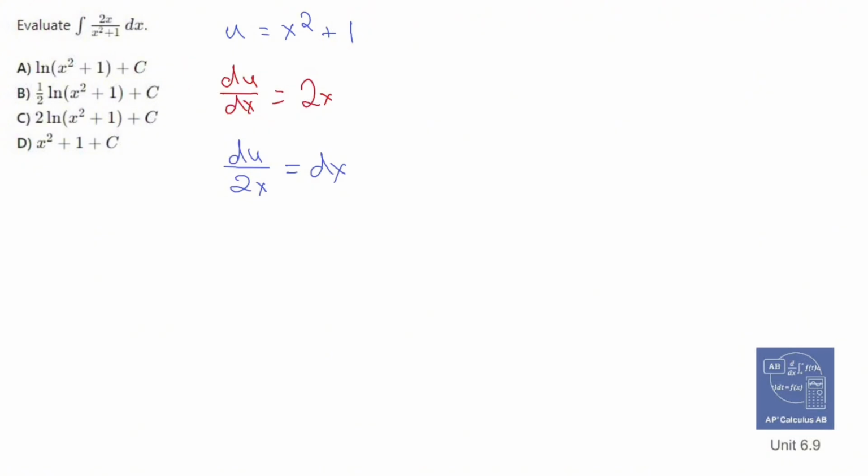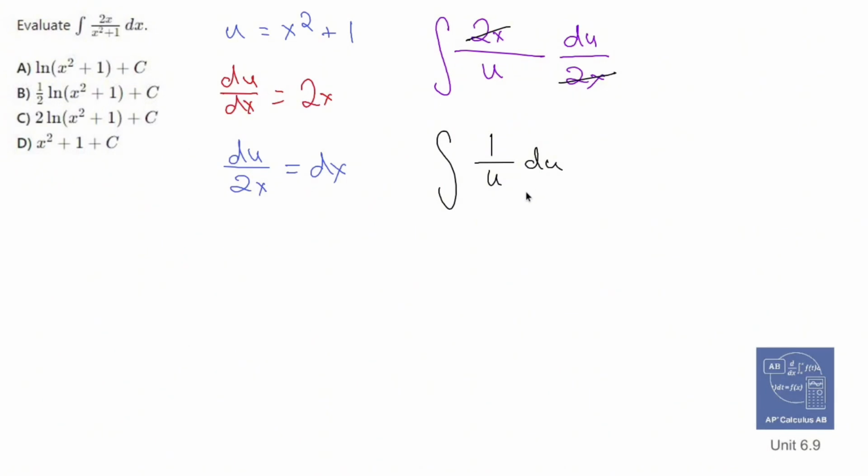Now I can take what I have right here, what I said right here, and what I found out here and put it all together. The integral of 2x over u dx becomes du over 2x, and oh happy day, the 2x's cancel out. So that leaves me with the integral of 1 over u du. The integral of 1 over u du is ln of u. Don't forget your arbitrary plus c.